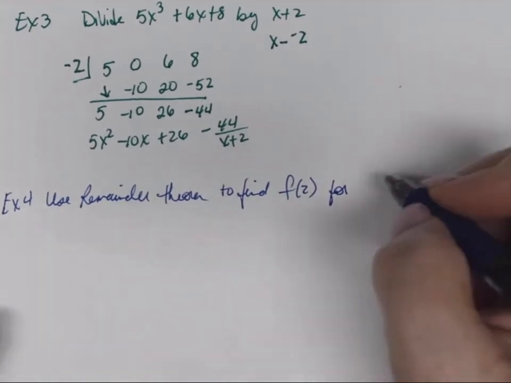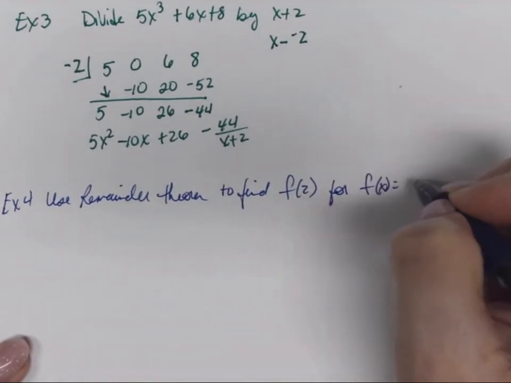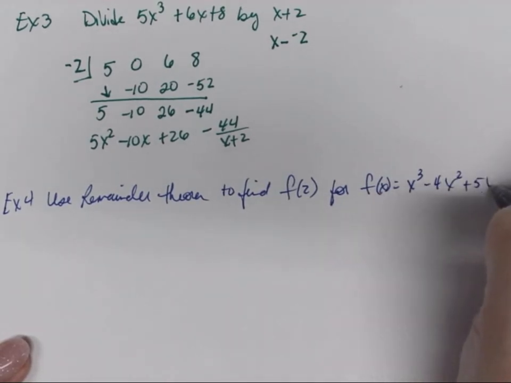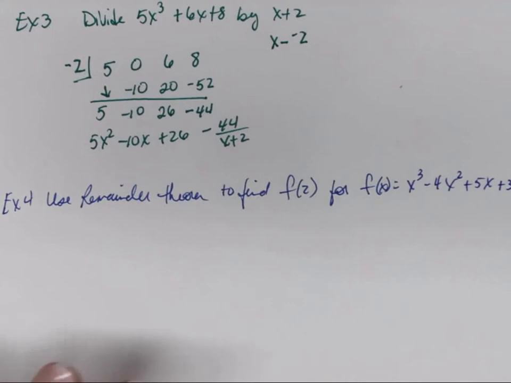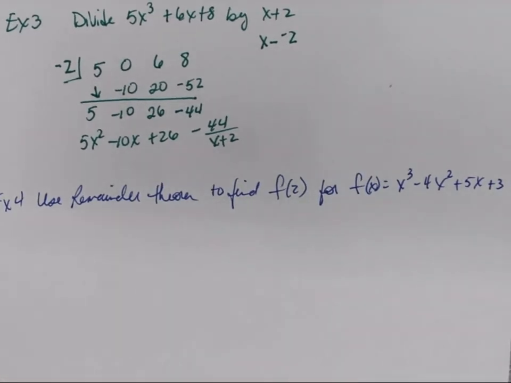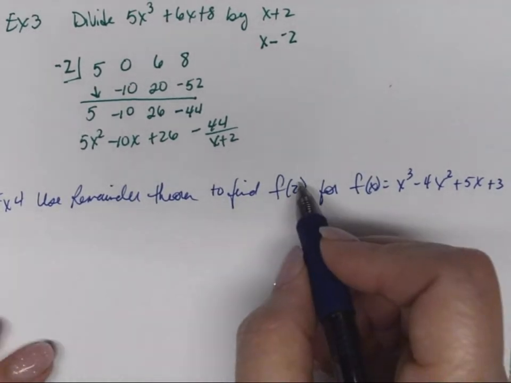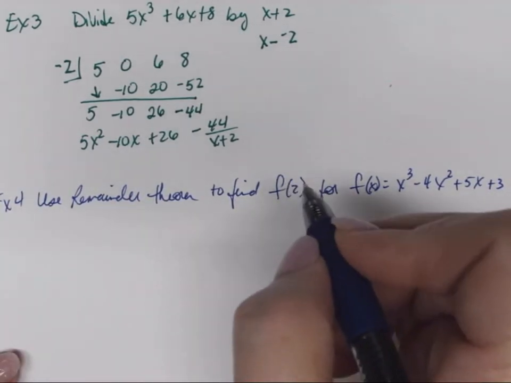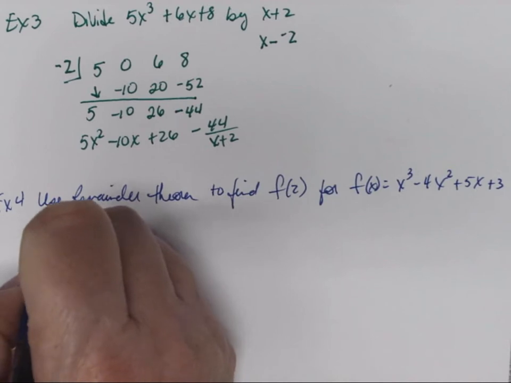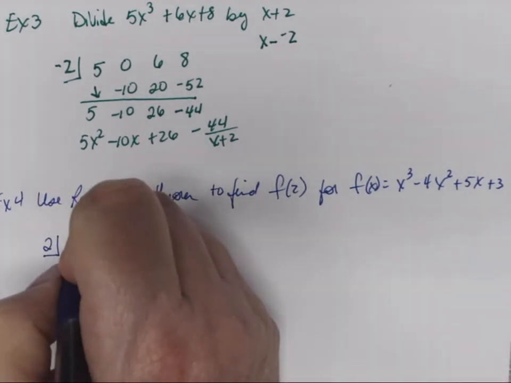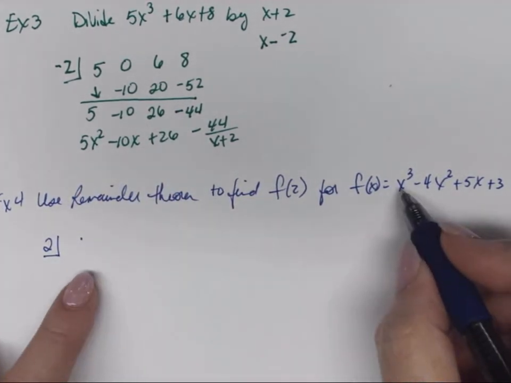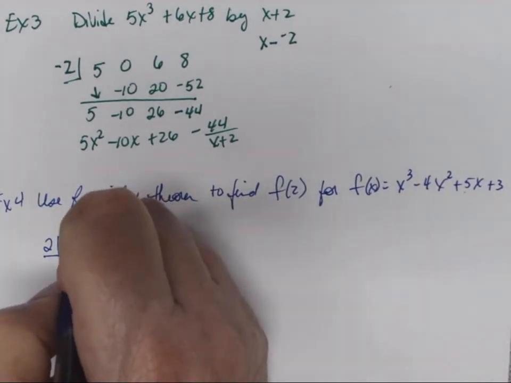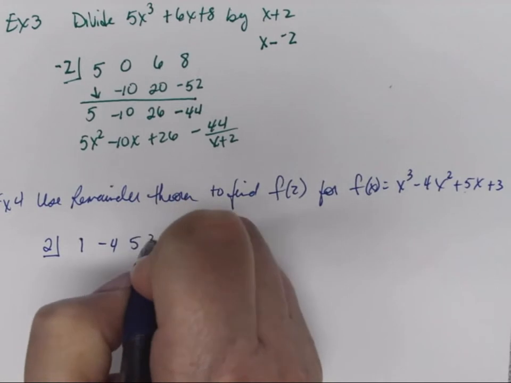For f of x equals x cubed minus 4x squared plus 5x plus 3. So that's our f at 2. That means 2 goes in the box. You don't change the sign. You do exactly what they give you if they give you an f at 2. So 2, and then we're looking for our coefficients. They'll be 1, -4, 5, and 3.